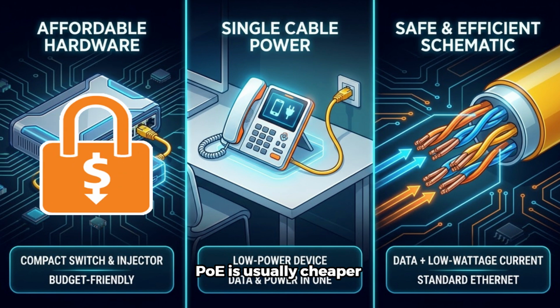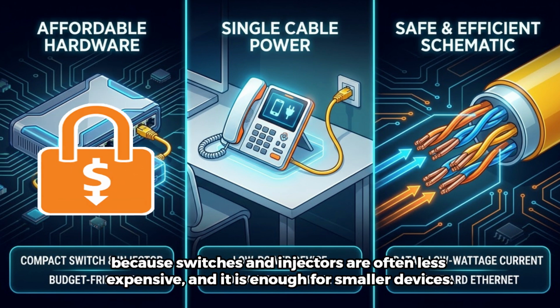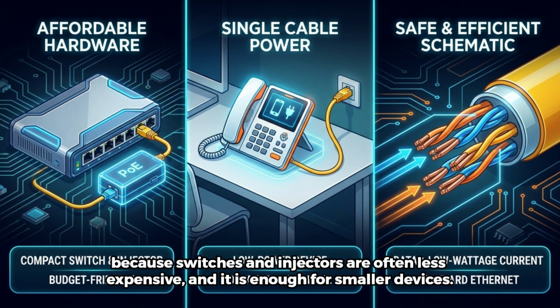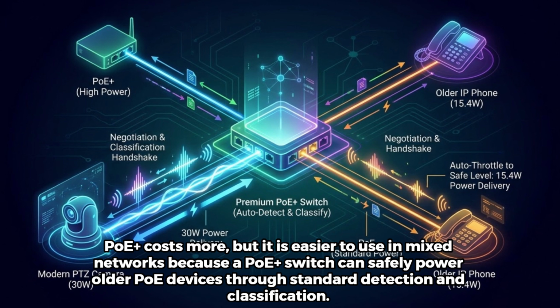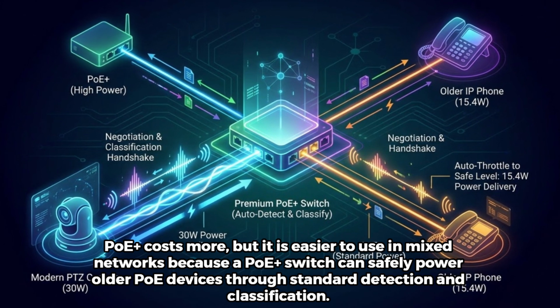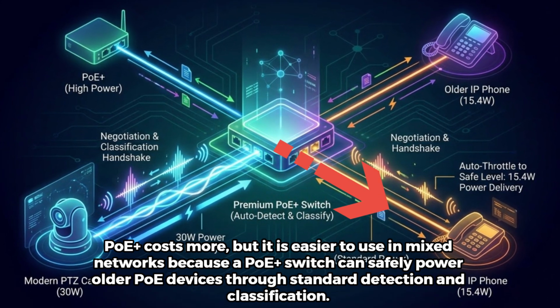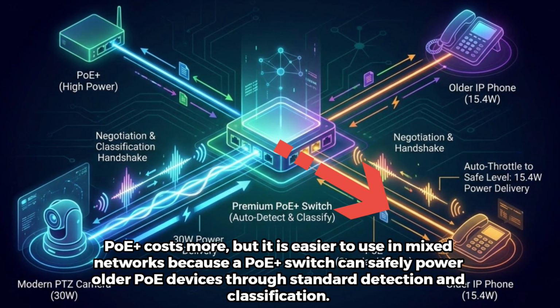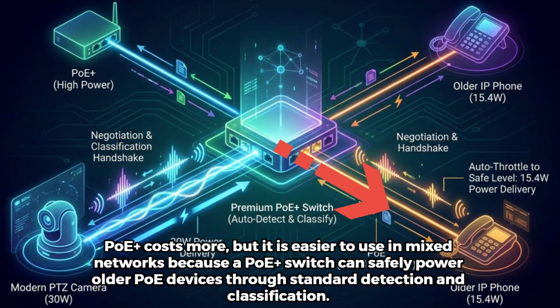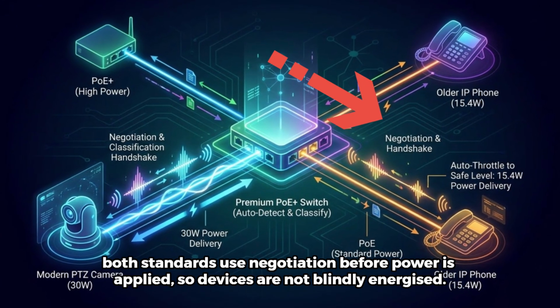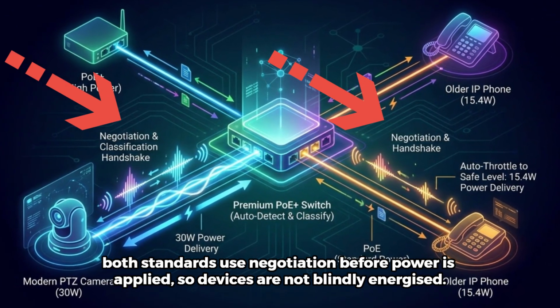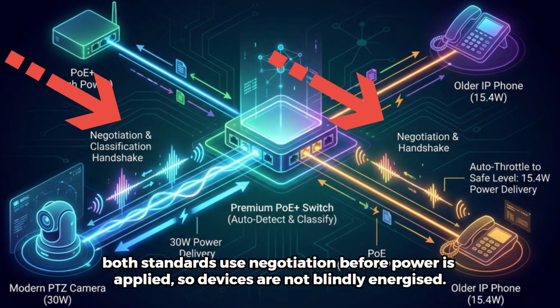PoE is usually cheaper because switches and injectors are often less expensive, and it is enough for smaller devices. PoE Plus costs more, but it is easier to use in mixed networks because a PoE Plus switch can safely power older PoE devices through standard detection and classification. In safety terms, both standards use negotiation before power is applied, so devices are not blindly energized.